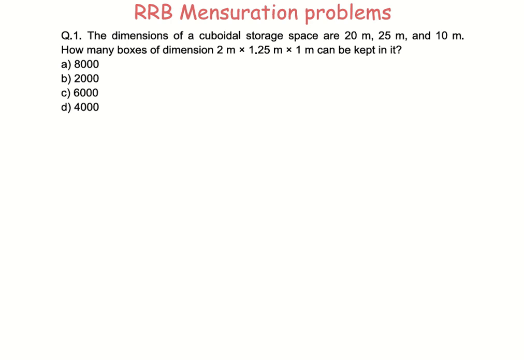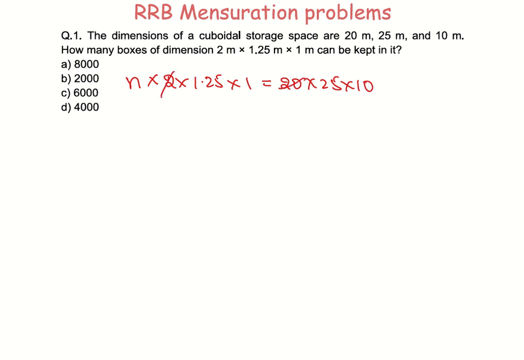Today we will discuss some mensuration problems. The first problem: the dimensions of a cuboidal storage space are 20 meters, 25 meters and 10 meters. How many boxes of dimension 2 meters, 1.25 meters and 1 meter can be kept in it? Suppose n boxes can be kept. The volume of a box is 2 into 1.25 into 1, equal to the volume of the space, 20 into 25 into 10.